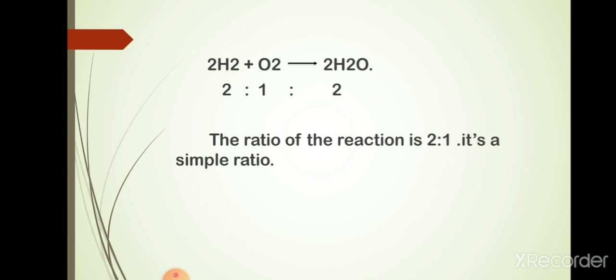For example, hydrogen and oxygen combine to form water molecule. That is 2H2 plus O2 gives 2H2O. It is in the ratio 2 is to 1 is to 2. The ratio of the reaction is 2 is to 1. It's a simple ratio.